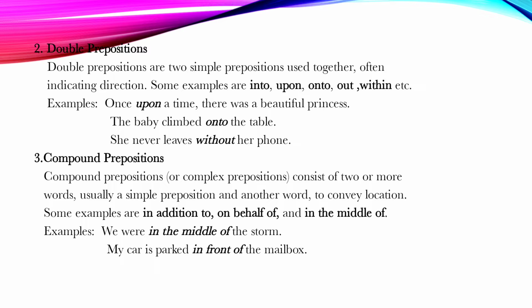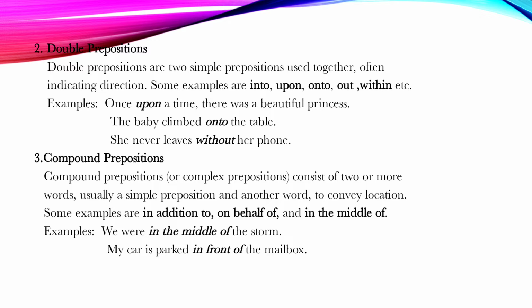Now let's look at the sentences. Once upon a time, there was a beautiful princess. The baby climbed onto the table. She never leaves without her phone. So these are double prepositions.